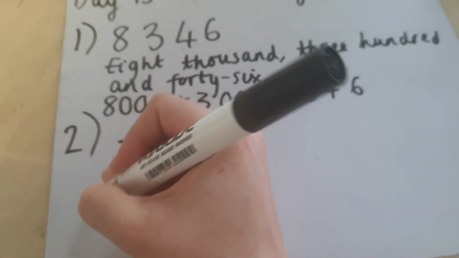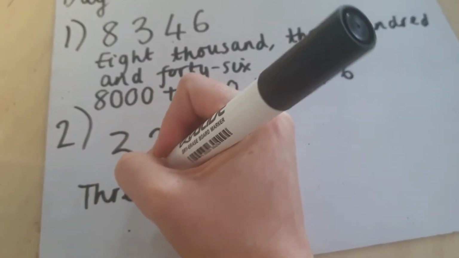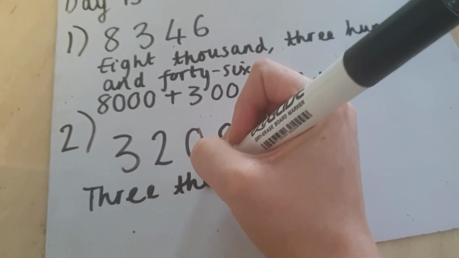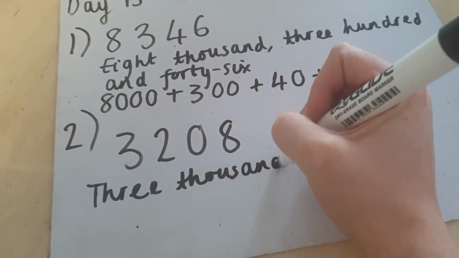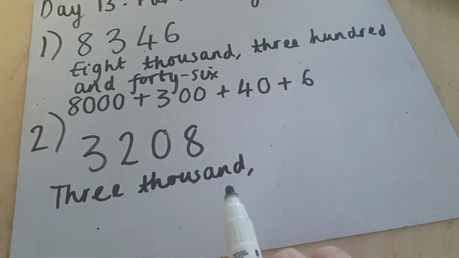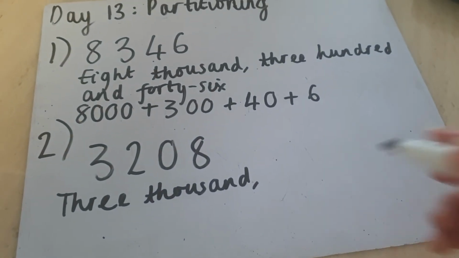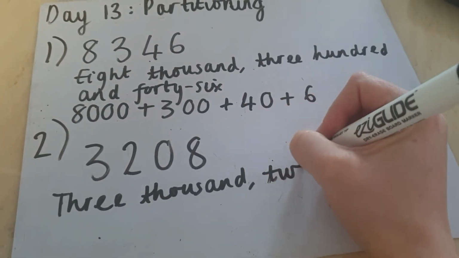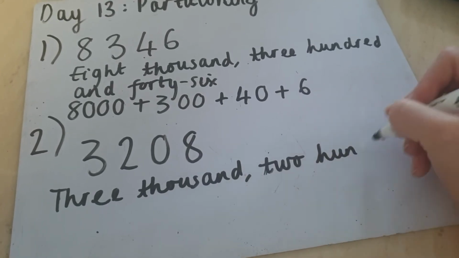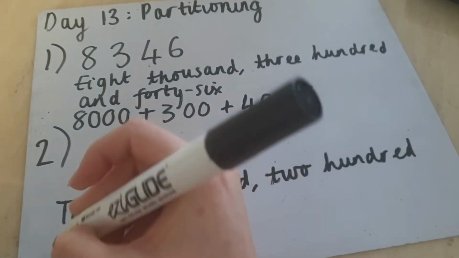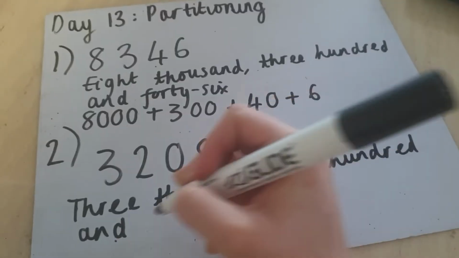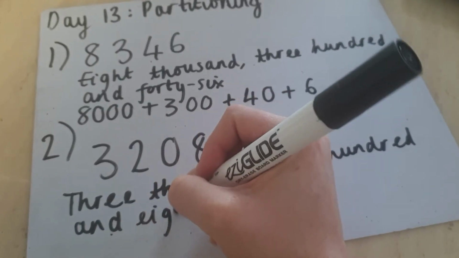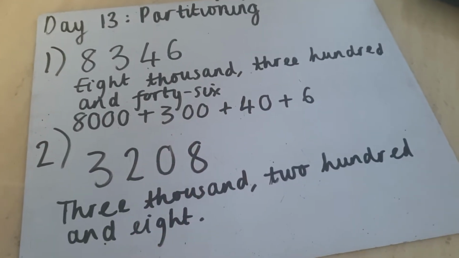3,208. So again, writing them out in the written form. So 3,000. Can you see how I'm doing a comma after them as well? It's really important that you do that. 200 and eight, because obviously there are zero tens there.